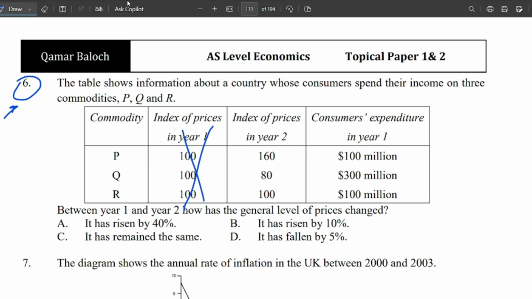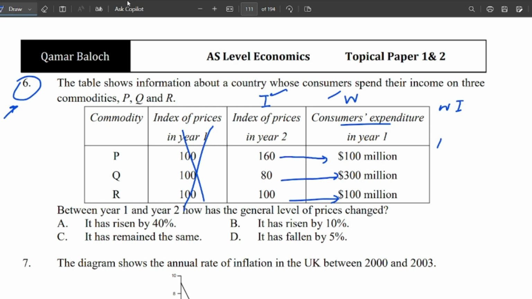So we require the index of year 2, the current index, and we can put I here, that is index. And consumer expenditure in year 1 is basically weight. Consumer expenditure, the expenditure pattern, shows the weightage of a certain consumer for a certain product, right? So we got index and weight. Now we can multiply weight and index to get weighted index. So you can multiply 160 and 100, and then 80 and 300, and 100 and 100.